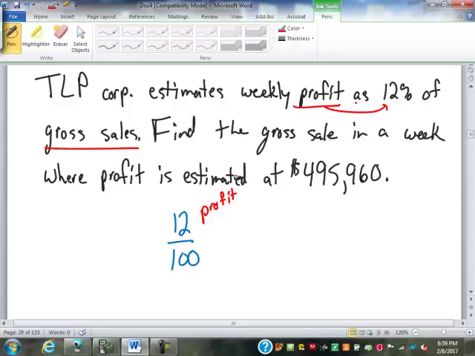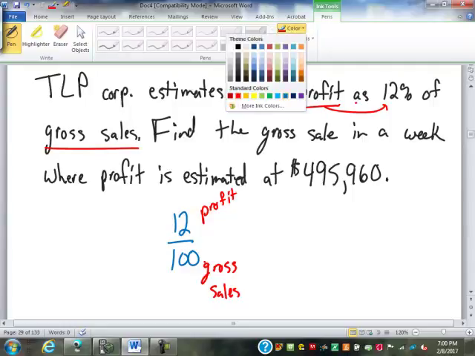Not necessarily. A lot of people teach the is over of method. Those words don't always work. Of is actually more reliable, because where it says 12% of the gross sales, you'd read that as out of gross sales. What that is telling us is the 12% is based on the gross sales. So the 100 is the gross sales. That's what we're basing this percent calculation on.